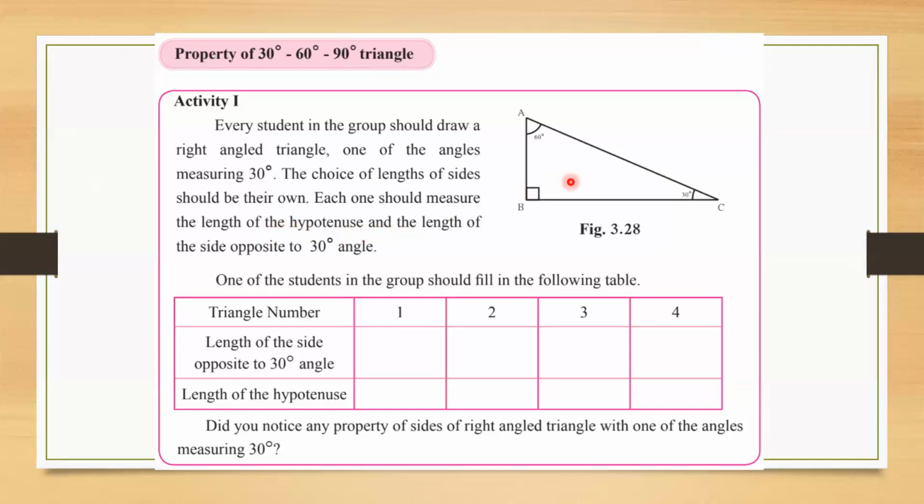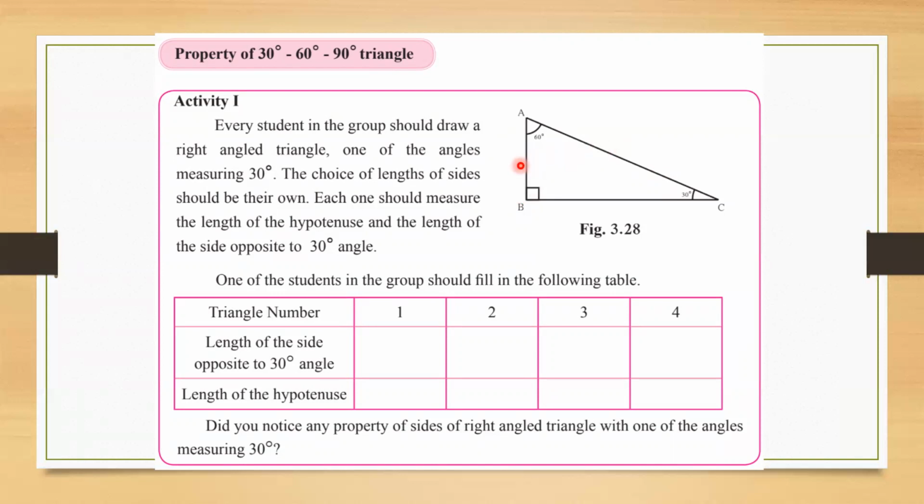When you're sitting at home doing this activity, you have to first measure the length of the hypotenuse and the length of the side opposite to the 30-degree angle. So this is the 30-degree angle and let us go opposite. What is the length opposite to the 30-degree angle? Length AB. So first you have to measure the length of the hypotenuse and then measure the length of the side opposite to the 30-degree angle, and then you have to compare both of them.